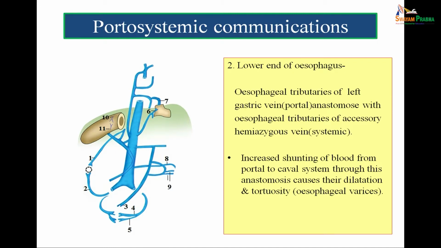Again if you see 8 and 9, now 9 represents the portal system, that is the veins of retroperitoneal organs like colon, duodenum, and 8 represents the veins of the posterior abdominal wall called the veins of Retzius and the veins pertaining to the renal capsule. So, here again portosystemic anastomosis is taking place. It is very important to understand the location and the communication between the portal and systemic systems at different sites.